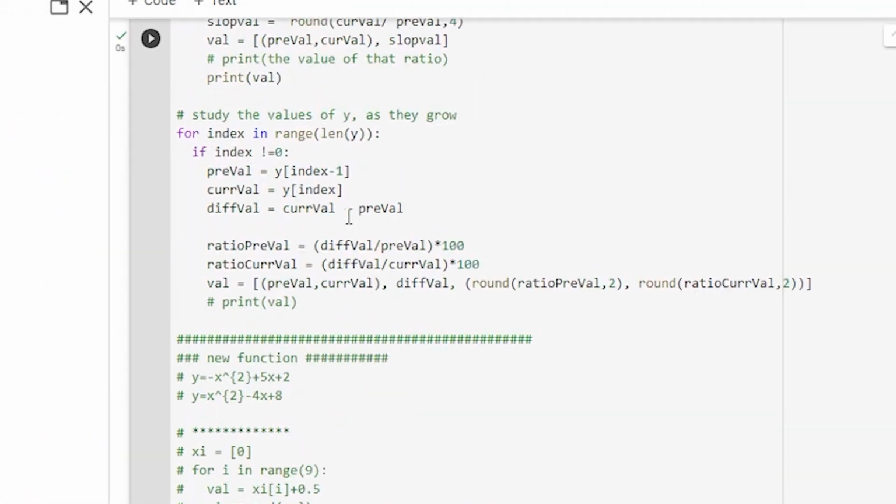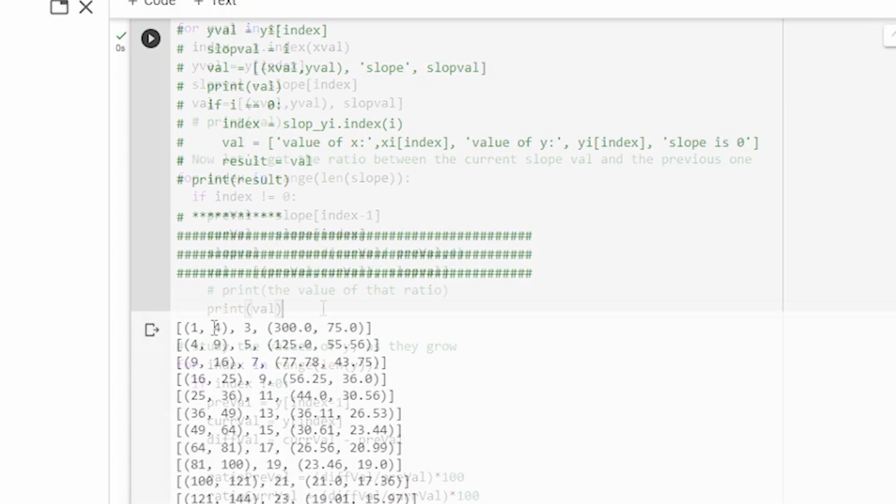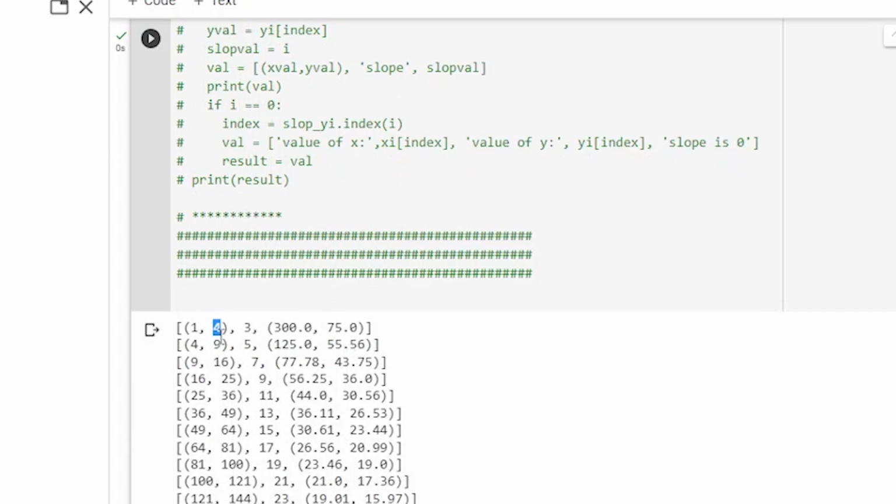To find that out, I would like to investigate from the perspective of the y. Now, the current value of the function is 4. The previous was 1. The difference between this current point and the previous one is 3. A 3 is 300% of the previous value, 75% of the current value. Then the difference is 5. And 5 is actually 125% of 4, and it is 55.56% of 9.